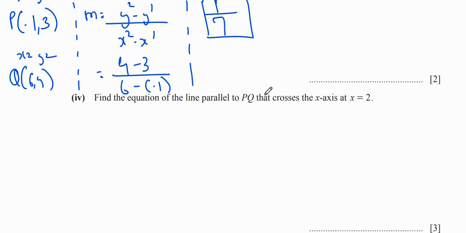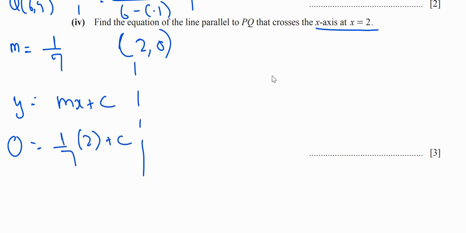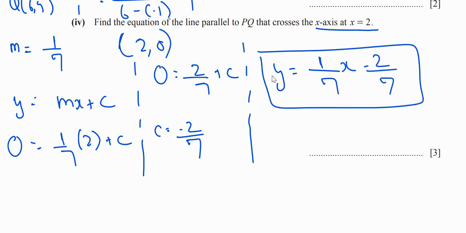Moving on to the next point, it says find the equation of the parallel line to PQ that crosses the x-axis at x equals 2. Whenever lines are parallel, they have the same gradient, so we already have the gradient, which is 1/7. Since it crosses the x-axis, it means x is 2 and y is 0. So we have the gradient and the coordinates. Now all we have to do, y equals mx plus c. Plug in the values. So y is 0, m is 1/7, x is 2 plus c. So 0 equals 2/7 plus c. C equals -2/7. Alright, y equals 1/7x minus 2/7. So this is the answer.